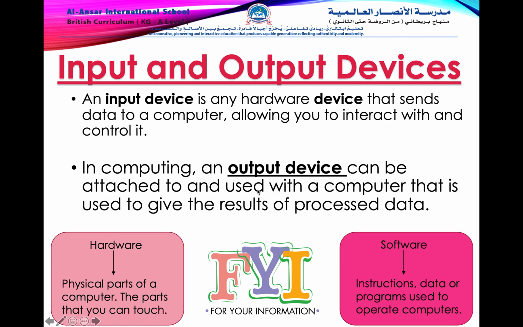We then have output devices. An output device can be attached to and used with a computer, and this gives you the results of processed data. Remember, for your own information, we have the definitions of hardware and software. So if hardware means the parts of the computer that you can touch, the software is the instructions, data, or programs that are used to make the computer work.